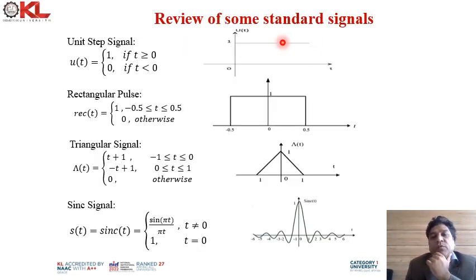Now we are going to review some standard signals before we compute the Fourier transform of the standard signals. Here we are seeing a unit step signal u of t, which is 1 for t greater than 0. Then here we are seeing a rectangular pulse. The rectangular pulse is simply 1 in a rectangular region between minus 0.5 to 0.5. Then there is the triangular signal, and then there is also the sync signal. The sync signal is simply sine pi t by pi t.